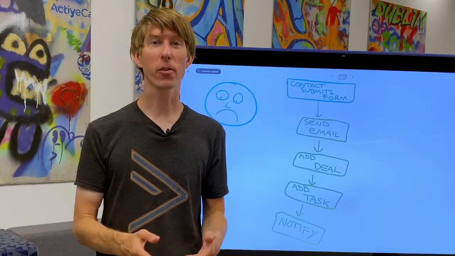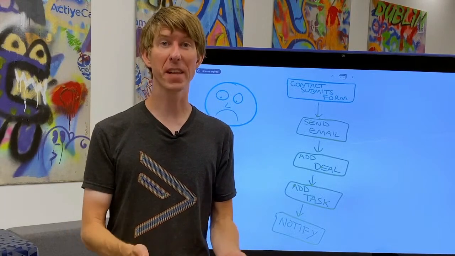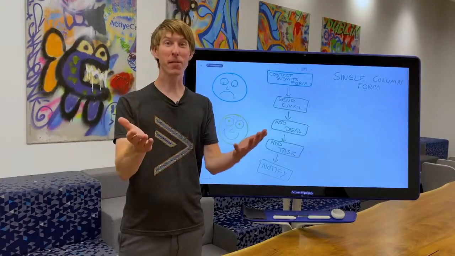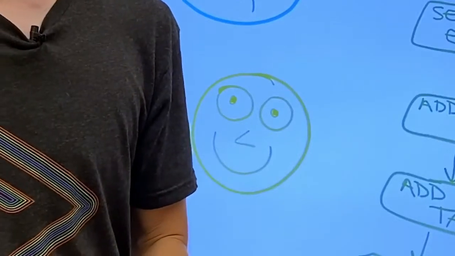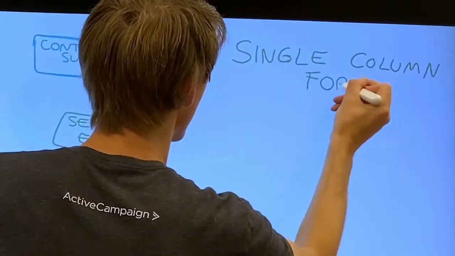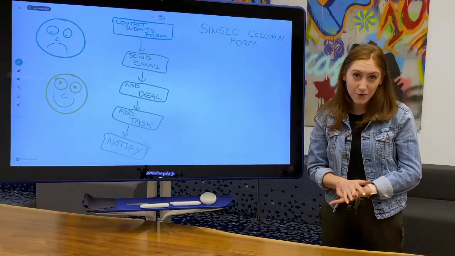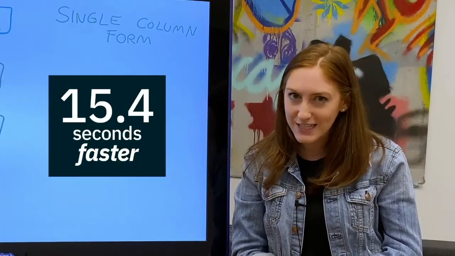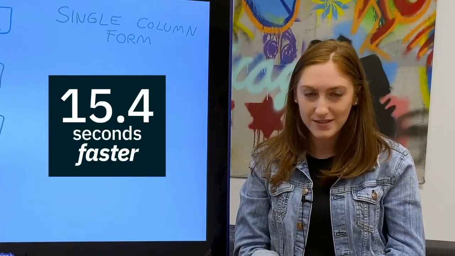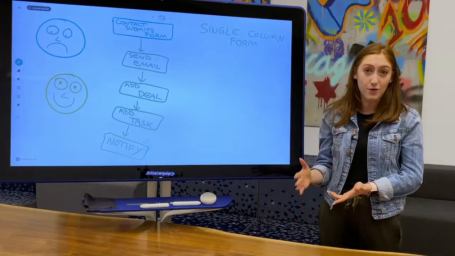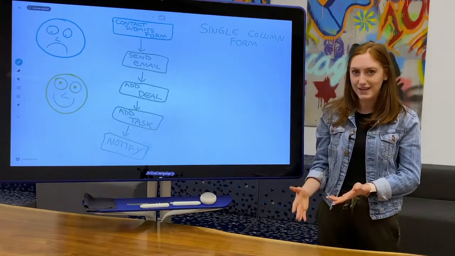So how do we increase the chances of a visitor filling out the form? By reducing friction. Let's talk about 4 effective ways to reduce friction in forms. First, create a single column form. Studies show that we fill out single column forms 15.4 seconds faster than multi-column forms. The faster someone fills out your form, the more likely they are to submit it.